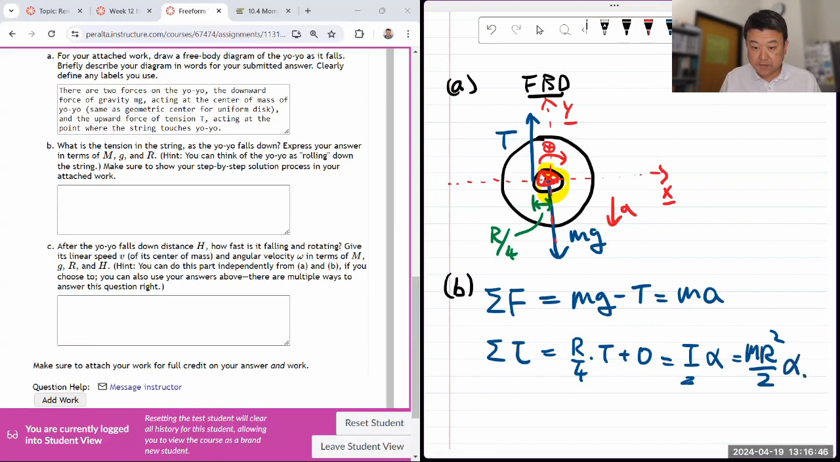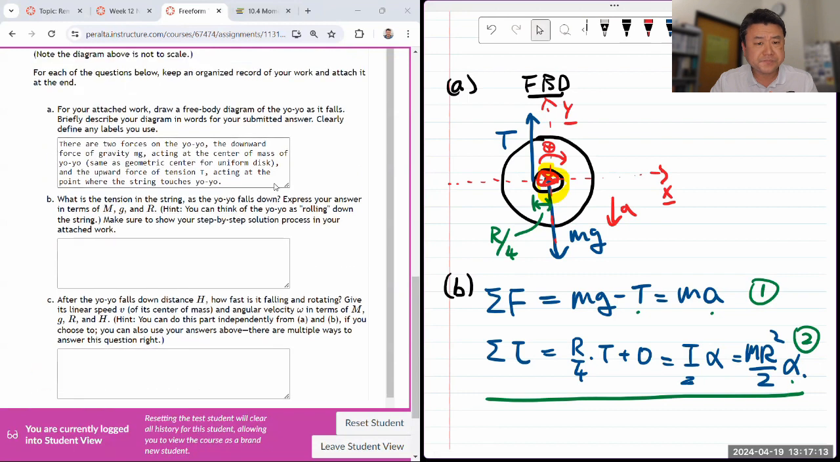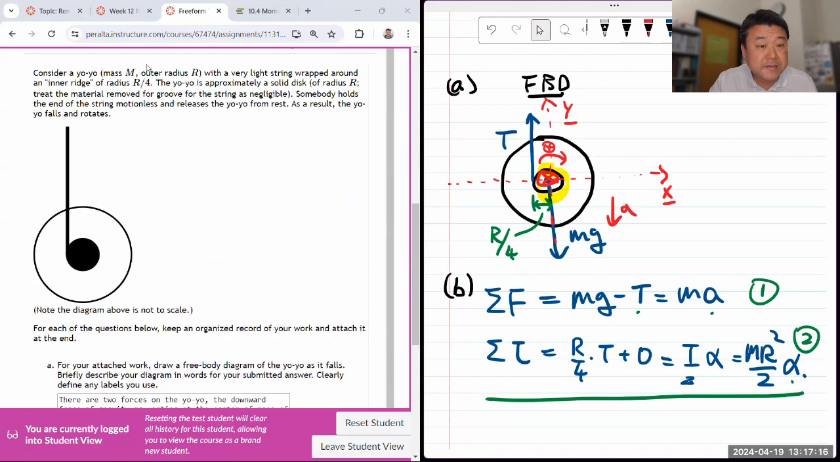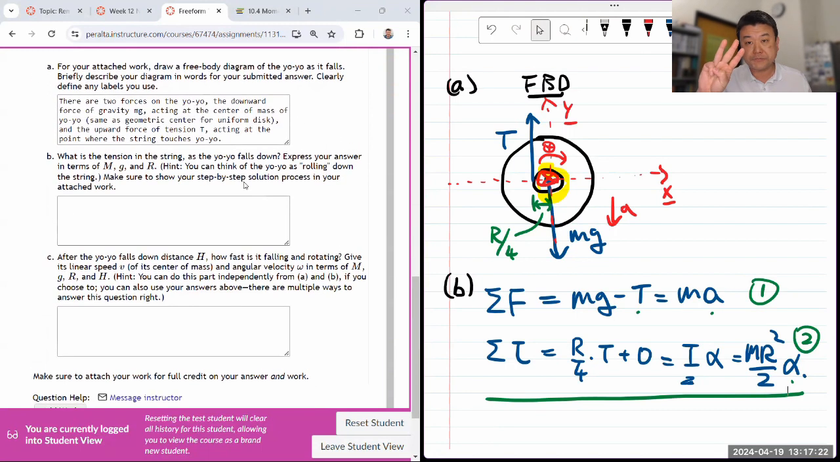So this is the end of the standard strategy. And before you start doing any algebra, you should do this check: are my system of equations solvable? So I have two equations. So it's a question of, do I have only two unknowns or more? And counting, I don't know tension, I don't know acceleration, I don't know angular acceleration. And am I given the mass? Yeah, I guess I'm given the mass. So I have three unknowns, two equations, which means I'm missing some piece of information that I need to actually be able to solve it.